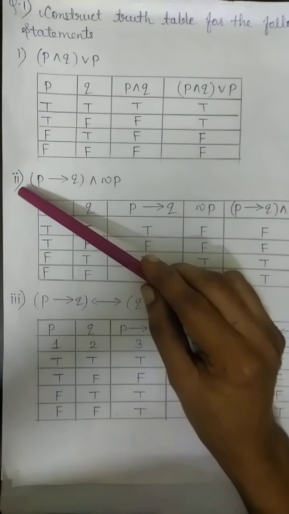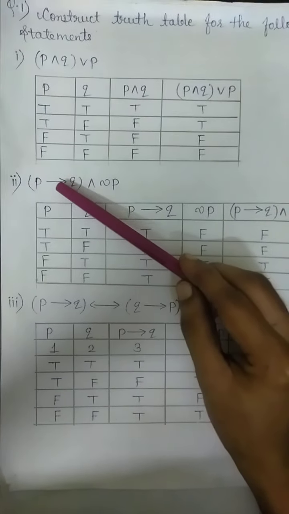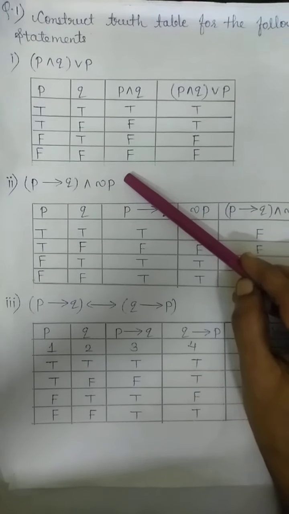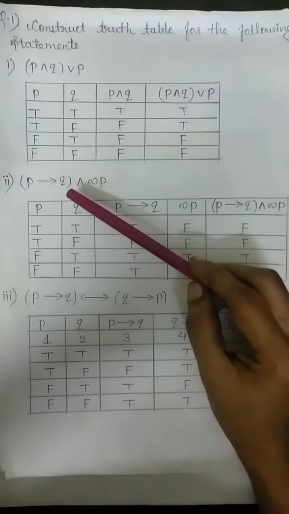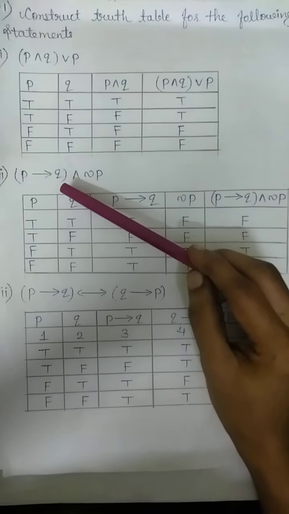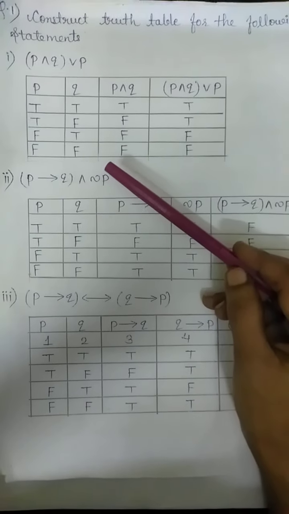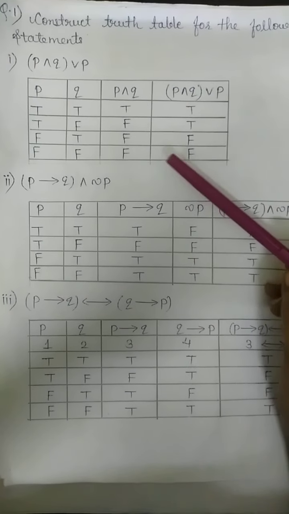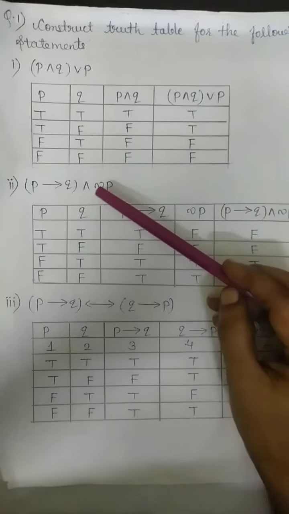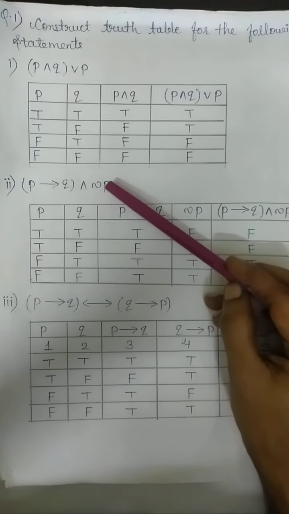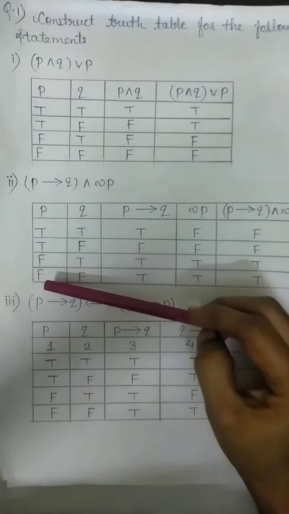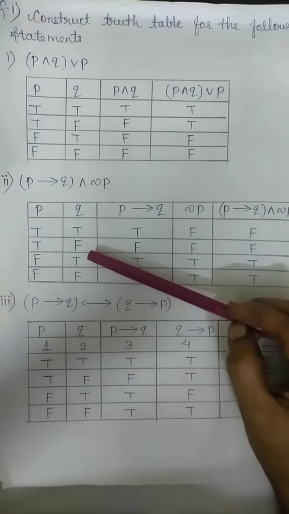Now moving towards the next one, P implies Q and negation of P. Here also first we will find out how many statements are given. Only two statements are given, P and Q. So again 2 raised to number of statements given. So 2 raised to 2, that is equal to 4. Here also we are going to consider 4 possibilities. So column of P and Q will be fixed, T, T, F, F and T, F, T, F.